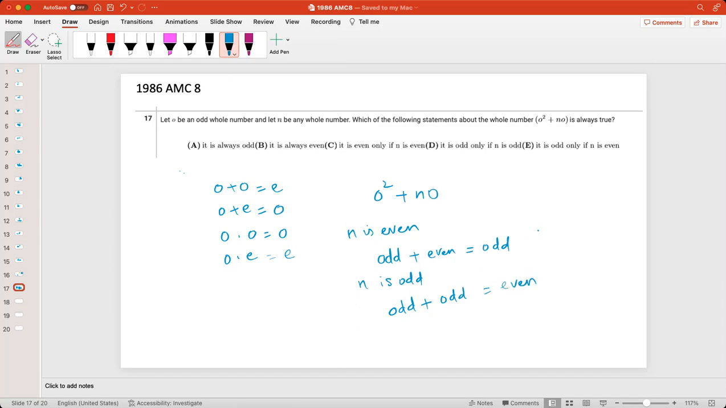Okay. So going by this, this is a condition. It is odd only if n is even. See, only if n is even, this is odd. Right? Sorry. Only if n is even, this is odd. So answer option is E. Going to the next question.